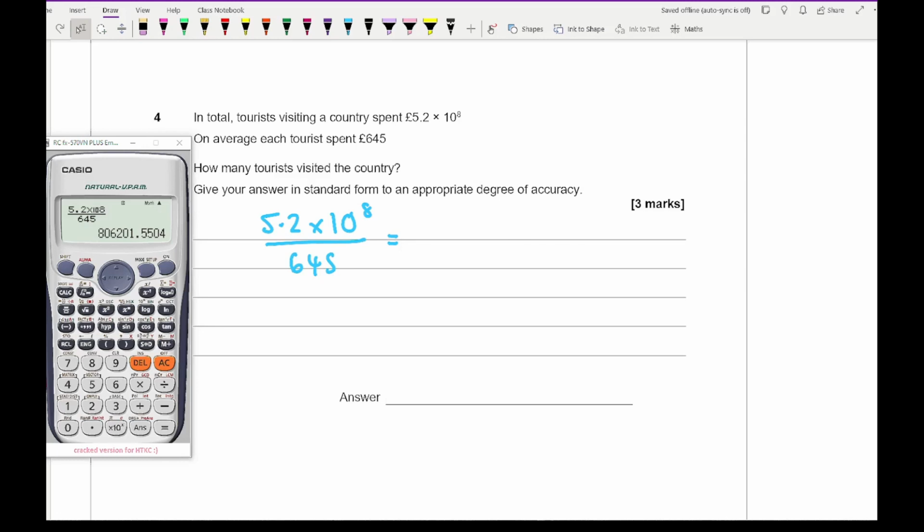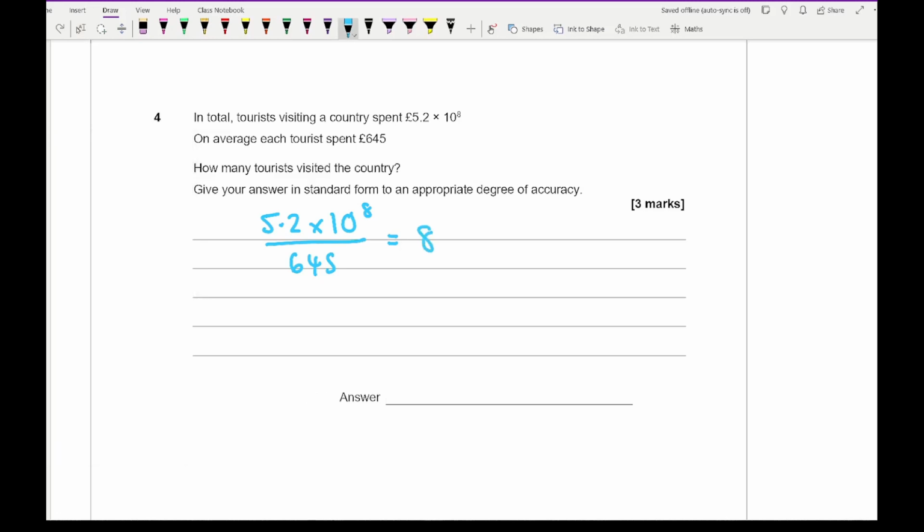806,201. Now in terms of the suitable degree of accuracy, I would pretty much say that that should be okay. So we're writing 806,201 as the nearest whole person, and what we then want to do is round this into standard form.